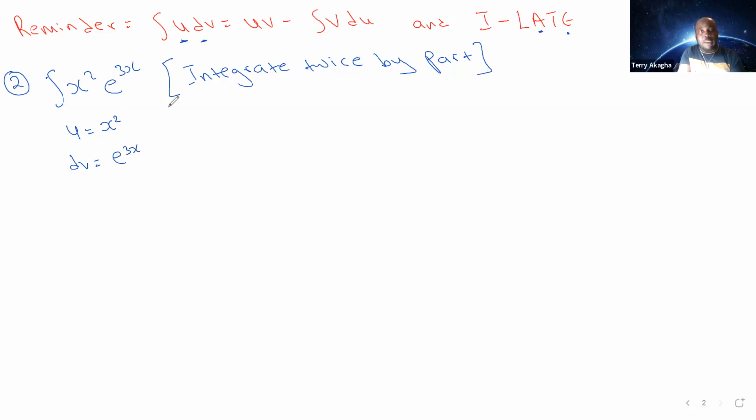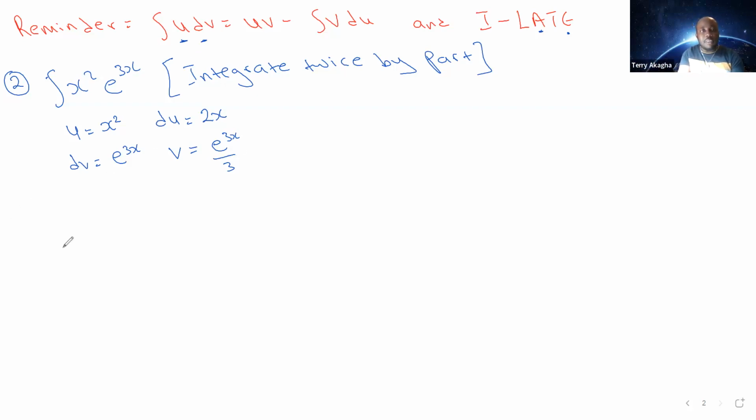So we have u to be x squared. We can now find that du, when differentiated, is going to give you 2x. Is this making sense? Now we're going to integrate from dv back to v. If you integrate e to the 3x, it's going to give you e to the 3x divided by 3. We're done. Now go back to the formula.